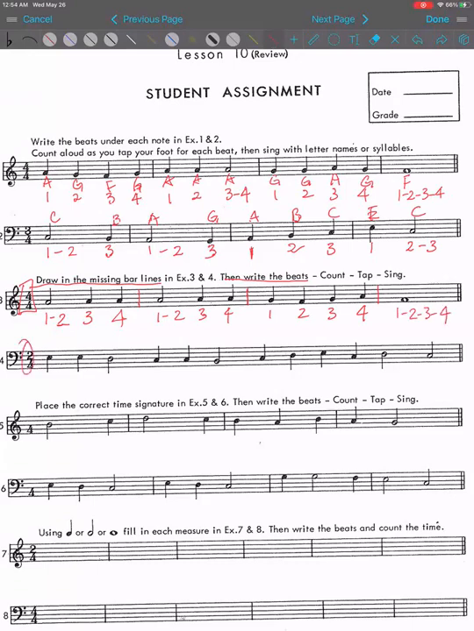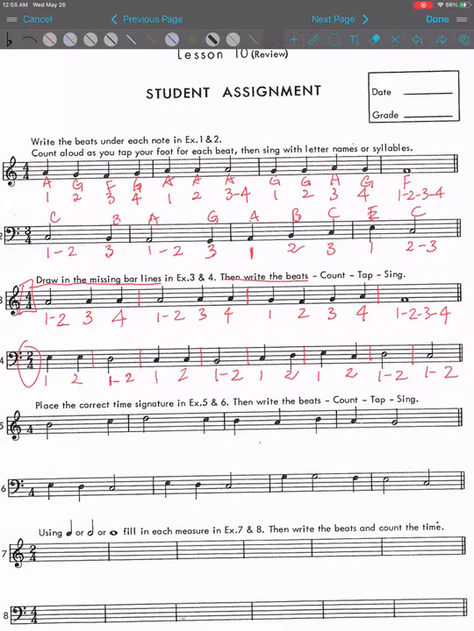Same thing in the next, but it's 2/4. So this time you have to put 2 beats in each measure. So every 2 beats, 1, 2, dash, 1, dash, 2, and then 1, 2, and then 1, dash, 2, 1, 2, 1, 2, 1, dash, 2, 1, dash, 2, because they are half notes.